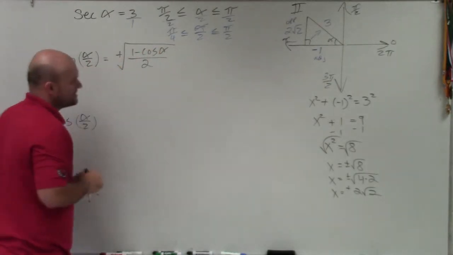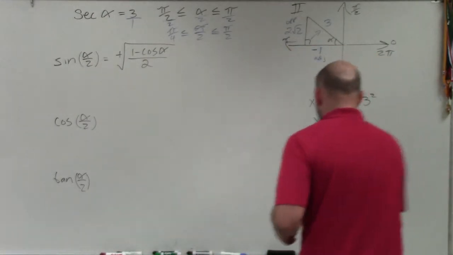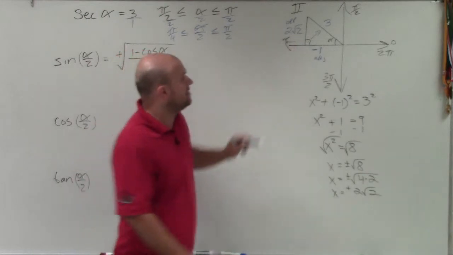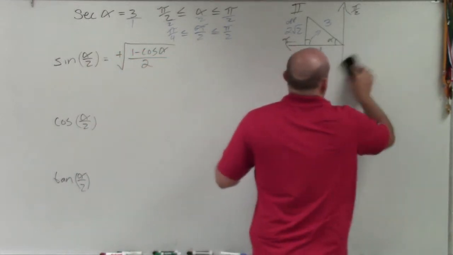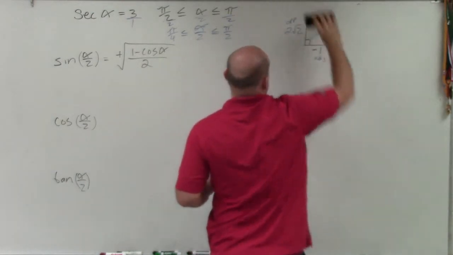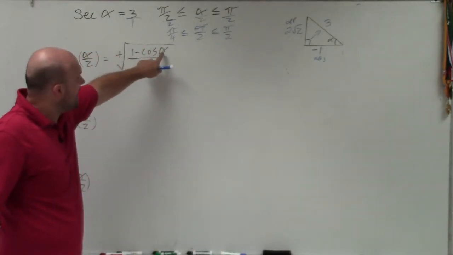OK, so to go ahead and do the rest of this problem, I'm going to have to erase this information. I'm going to leave the triangle because that's going to become important for us later. But I'm just going to erase the rest of this information here. So now basically we need to figure out what is the cosine of alpha.